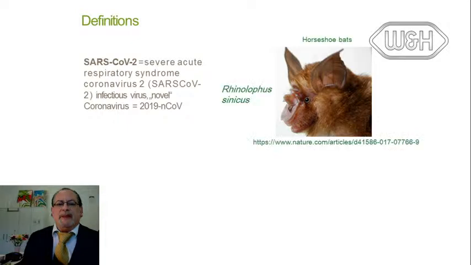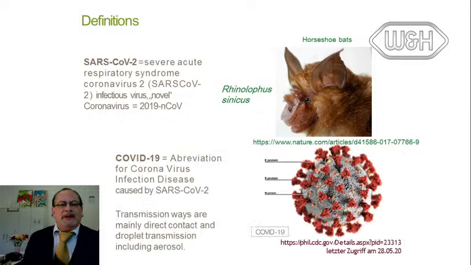And the virus that has been transmitted is the SARS-CoV-2 virus, causing COVID-19, which again is an abbreviation for coronavirus infectious disease caused by SARS-CoV-2. And the transmission ways between humans are mainly direct contact and droplet transmission, including aerosol.